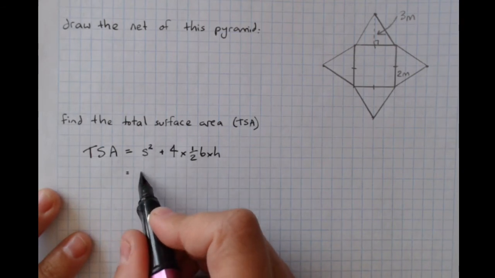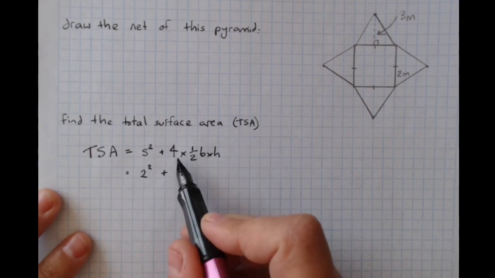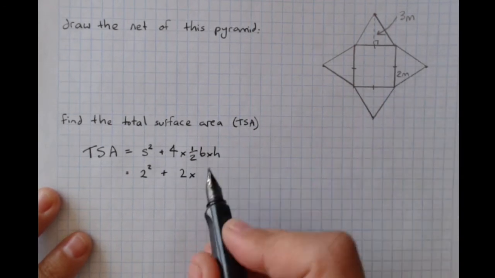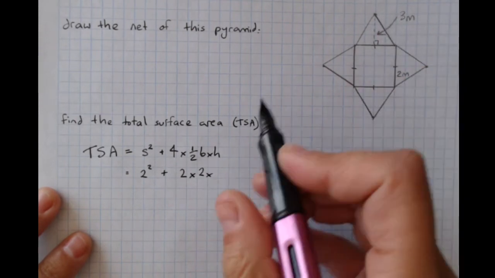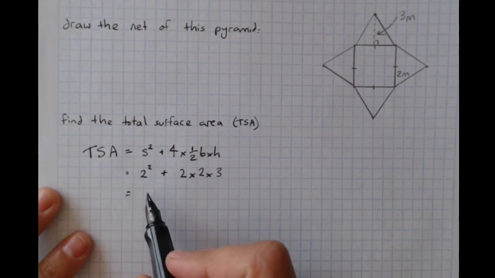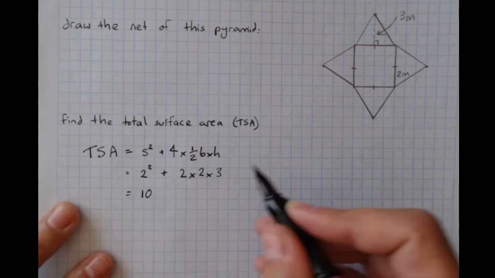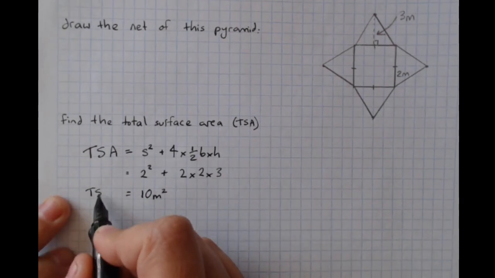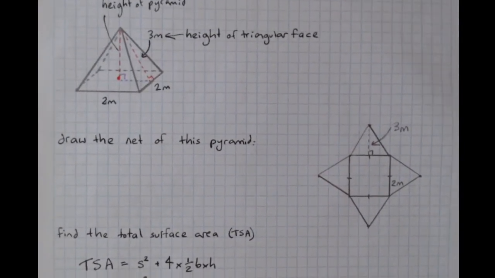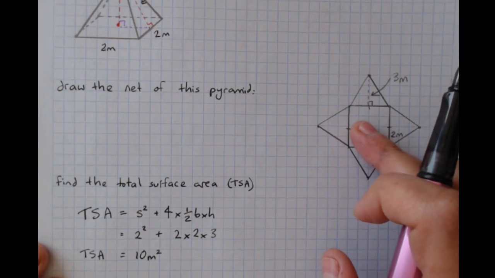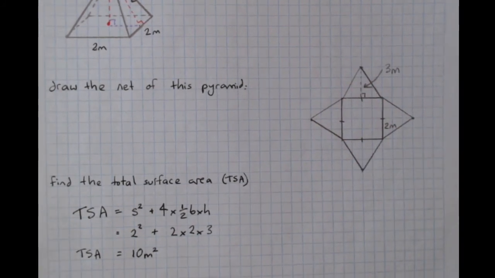So the side of the square, we have 2 squared plus 4 times a half. We can simplify that down to 2. Base of the triangle is 2 meters, height of the triangle is 3 meters, and this is working out nice and easy because I have 4 plus 6, which is 10. We're in meters, and we're in surface area, so I'm in meters squared. So it's quite simple as long as you think of the net of the pyramid and you're finding the area of the square base plus the area of the 4 triangles.